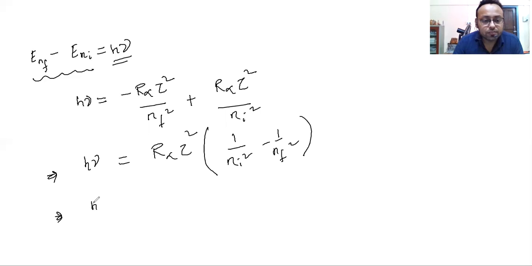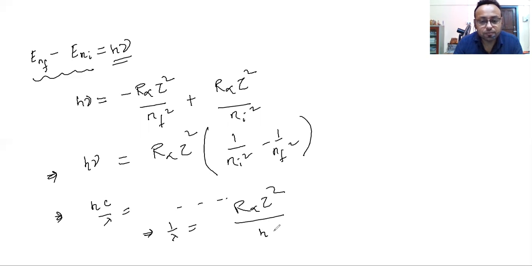Or I can write hc by lambda, and we have the same expression here. Or I can put 1 by lambda this side, and this R infinity Z square divided by hc, and we have 1 by n_i square minus 1 by n_f square. So 1 by lambda, the unit will be meter inverse, or if you do CGS, centimeter inverse.